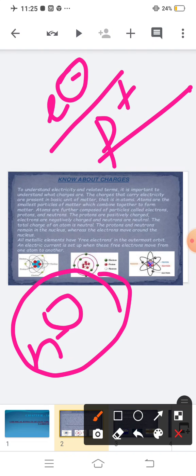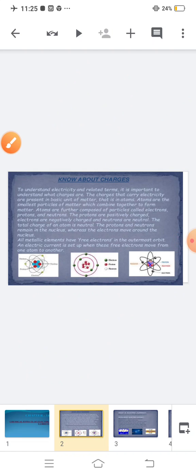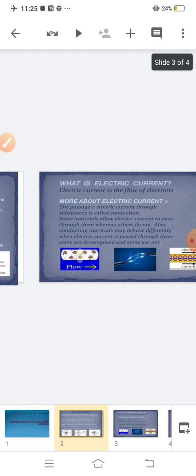Your electron is a negatively charged particle, and proton is a positively charged particle, and neutron is neutral. The protons and neutrons remain in the nucleus, whereas the electrons move around the nucleus. All metallic elements have free electrons in the outermost orbit, and electric current is set up when these free electrons move from one atom to another. When these electrons move, that means current is passing.